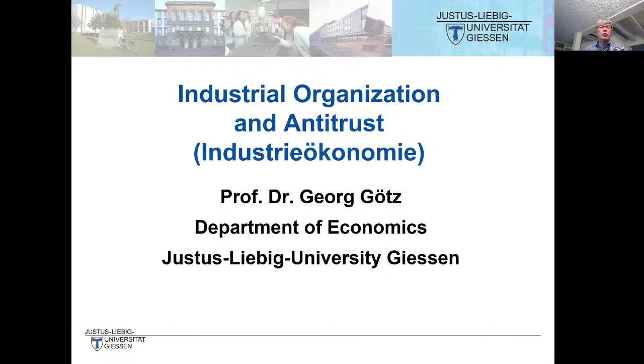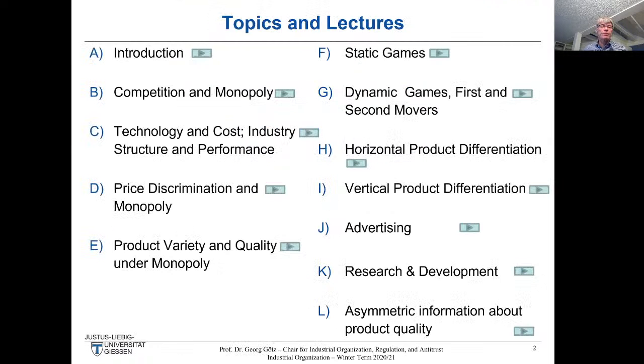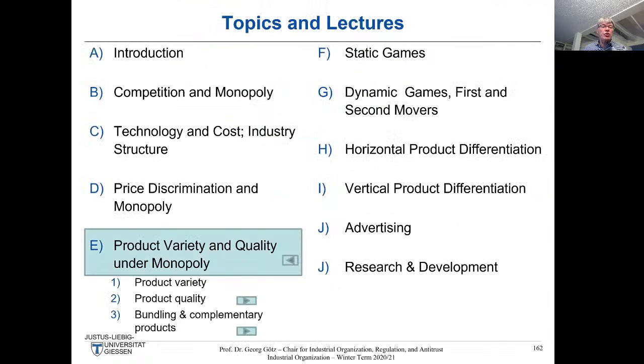Welcome back to our course on industrial organization. Last week we finished our discussion of sophisticated price strategies of a monopolist. We looked into price discrimination, first degree price discrimination, second and third degree price discrimination. And we already started our discussion of product variety and product quality under monopoly.